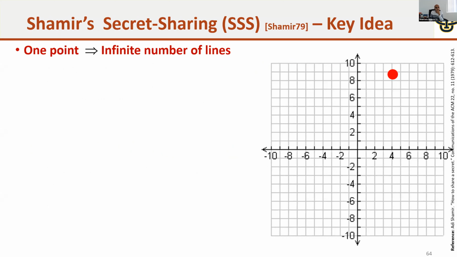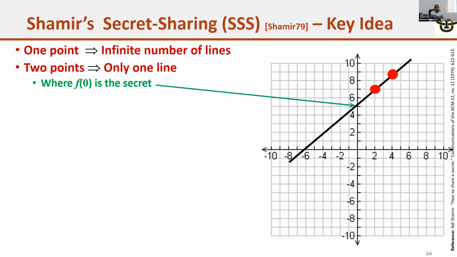First, let's recall what secret sharing is. Suppose I give you 1 point and ask how many lines you can draw using it. The answer is an infinite number of lines. But if I give you 2 points, you can draw only one line. Wherever this line passes the y-axis will be the secret. You place your secret at this point, and these two red dots, the points that I gave you, become the secret shares of the secret.